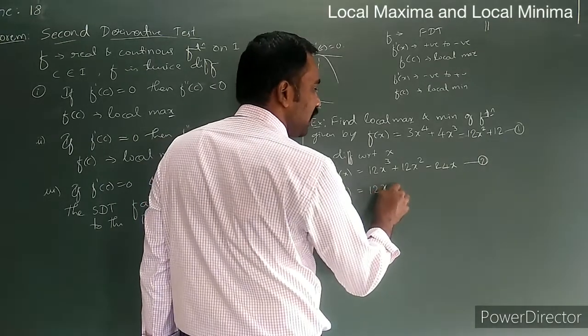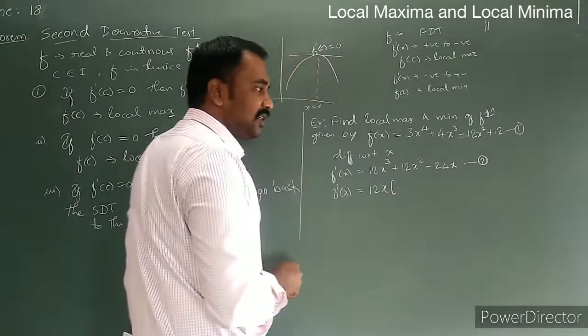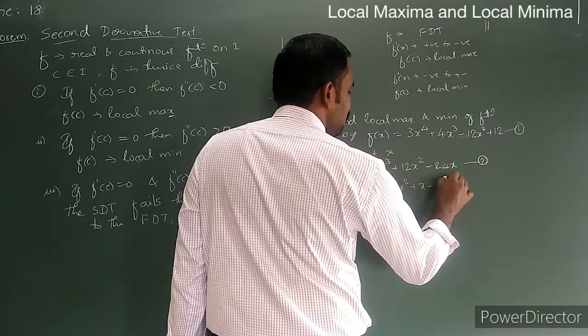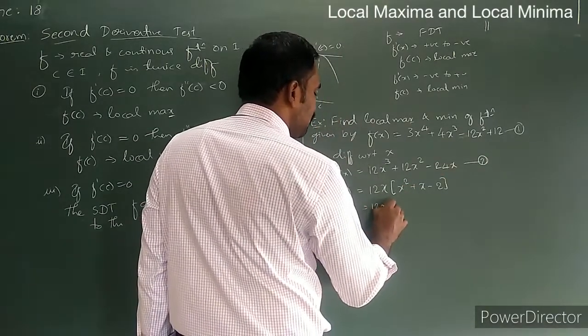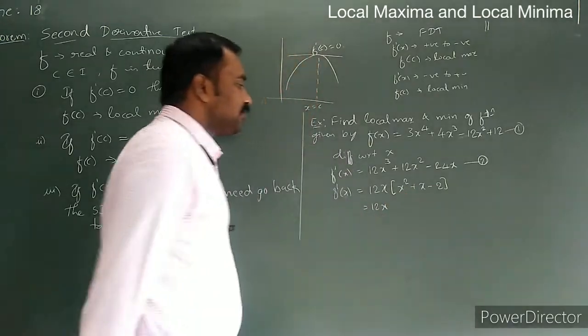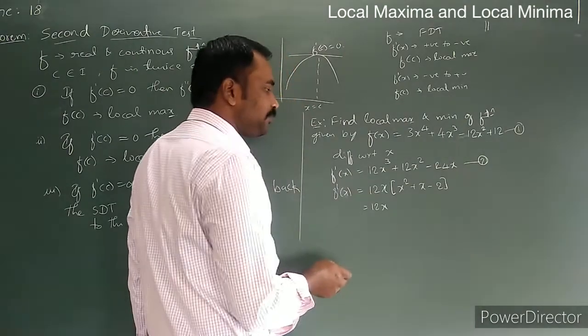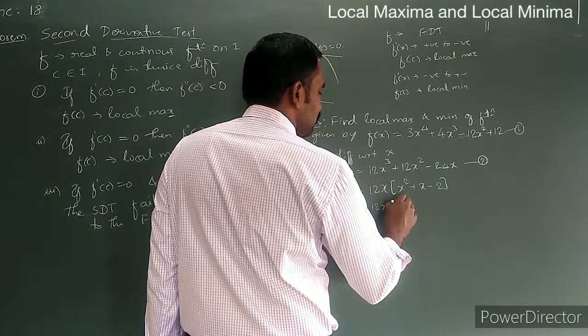So 12 into x is common. If I take 12x common, what is left? x square plus x minus 2 is left. So 12 into x into (x square plus x minus 2). What are the factors?